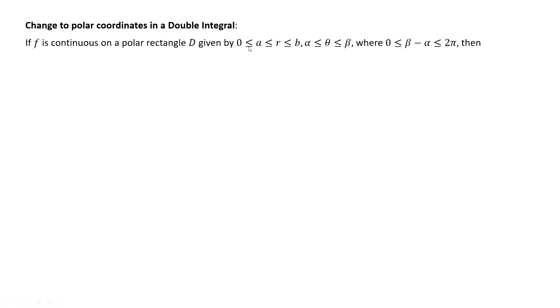Okay, the inner radius has to be greater than or equal to 0, and the outer radius is less than or equal to b. In fact, the outer radius b must be bigger than the inner radius. That's common sense, right? The inner radius has to have a smaller value than the outer one. Okay, what else?